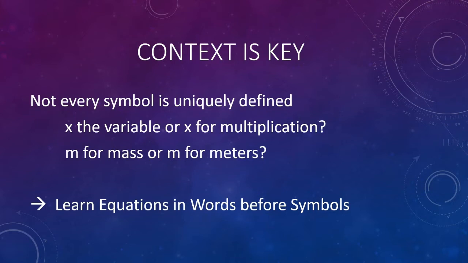One example that you'll see when you get started in physics is x being a variable for the position, but x is also used for multiplication. Another one, you'll see m used for mass or m used for the unit of meters. One recommendation is when you start learning physics and learning equations, it's very important that you learn those equations in terms of words first before you start worrying about the symbols. It's the words that give the equation meaning. The symbols are just there for shorthand once you get those equations. So again, learn them in words first.